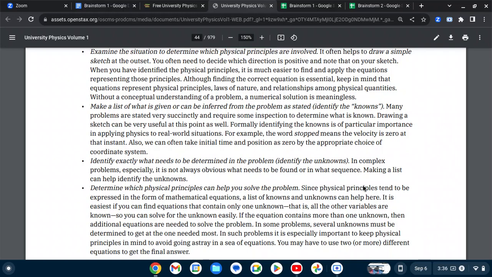Identify exactly what needs to be determined in the problem. In complex problems, especially, it is not always obvious what needs to be found or in what sequence. Making a list can help identify the unknowns.